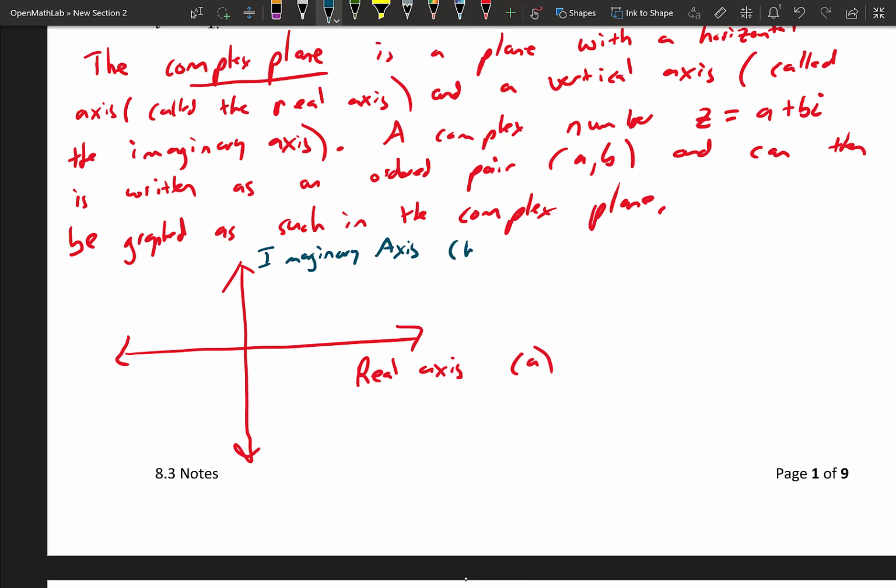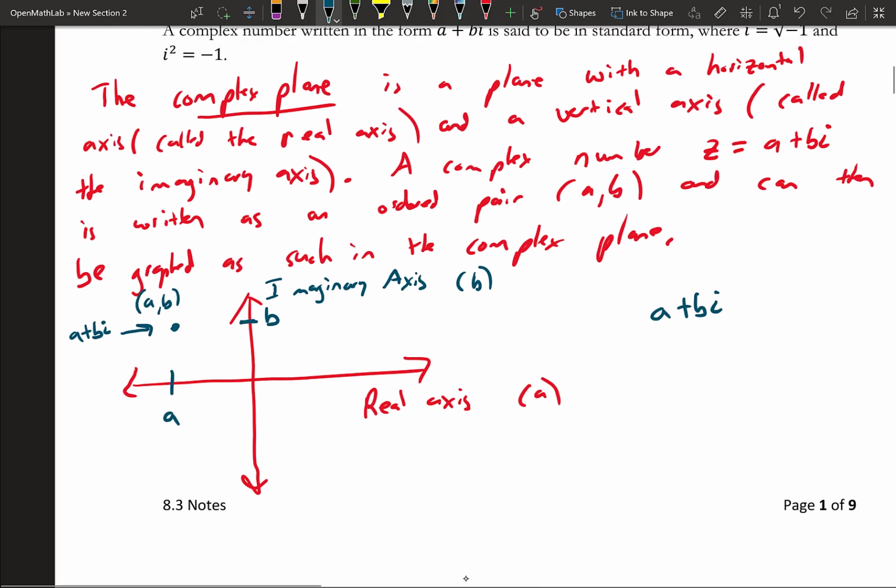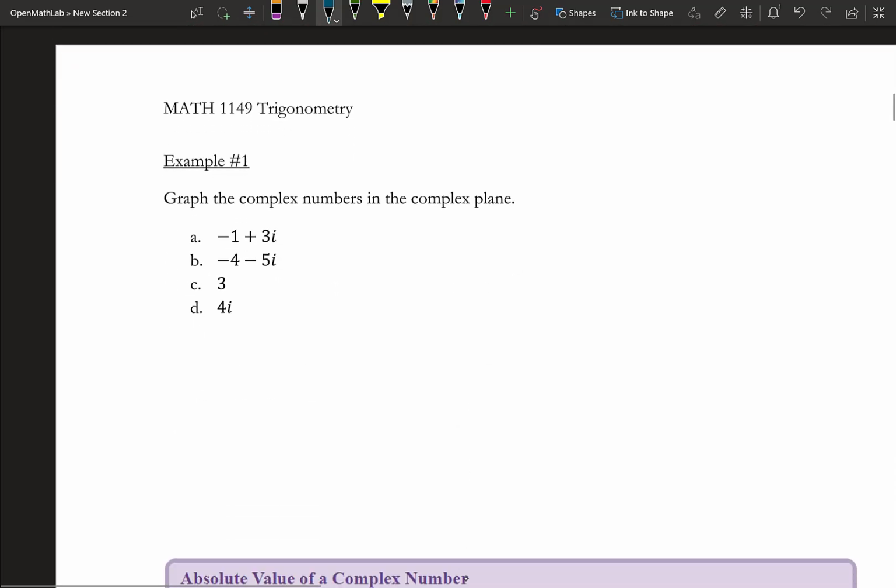Right? So it's like the b-axis. And then if I want to graph the point a plus bi, let's say this lines up with a, and this lines up with b. Then this point a comma b is equivalent to a plus bi. That point is graphing a plus bi. So let's practice this.